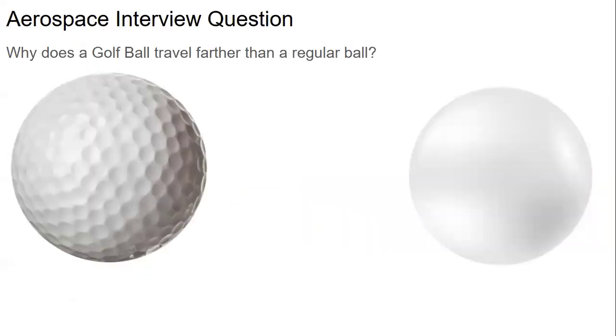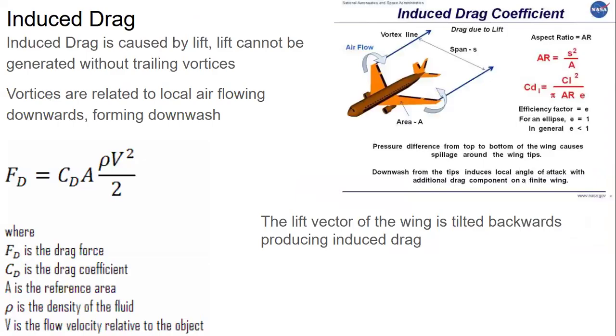I'm going to answer this later, but have it in mind for now. When golfers hit the golf ball, it goes so much farther than a regular-sized ball without the dimples. So why do you think that is? I'm going to answer that later. Just think about it for now.